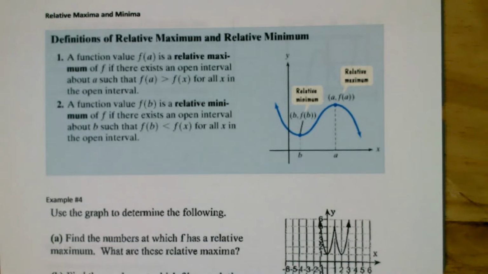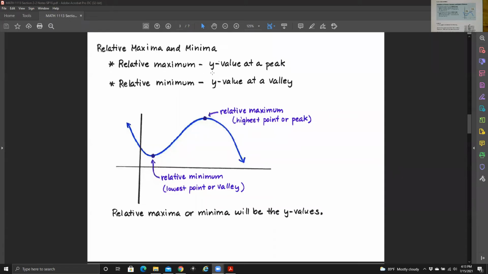Now, if you take a look, I gave it a better definition. It's a y value at a peak. So when you're looking at a relative maximum or relative minimum, you're dealing with the y value. So the relative maximum is the y value at the peak, as you see here. And the relative minimum is the y value at a valley. That's going to be down here. And keep in mind that your relative maximum or relative minimum will be y values, not the x, y values.